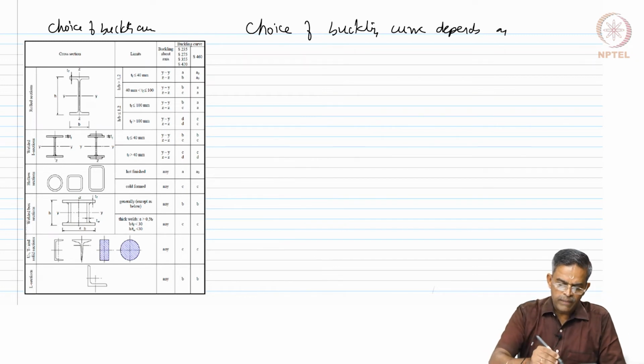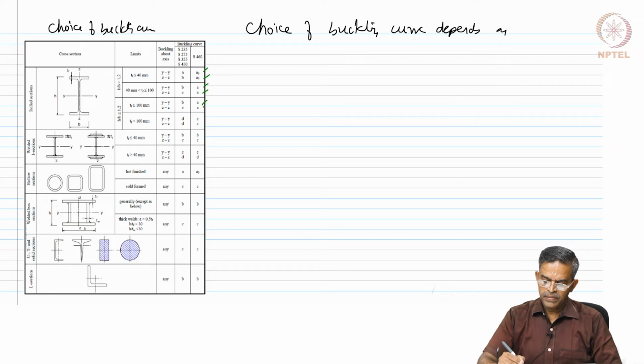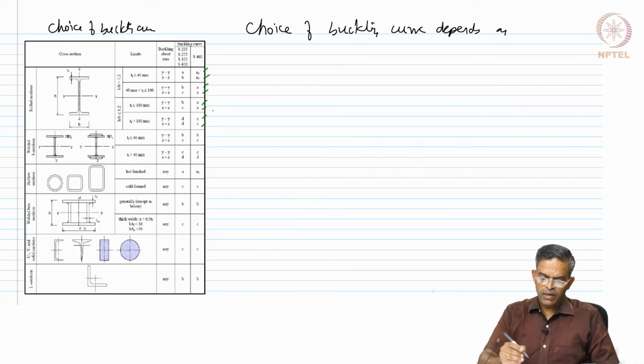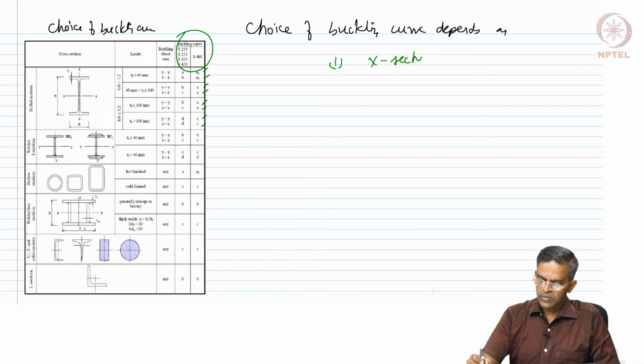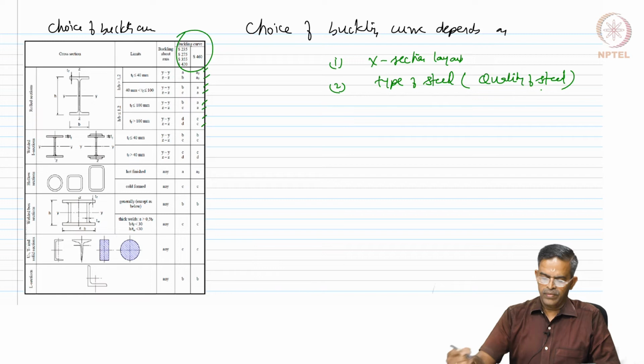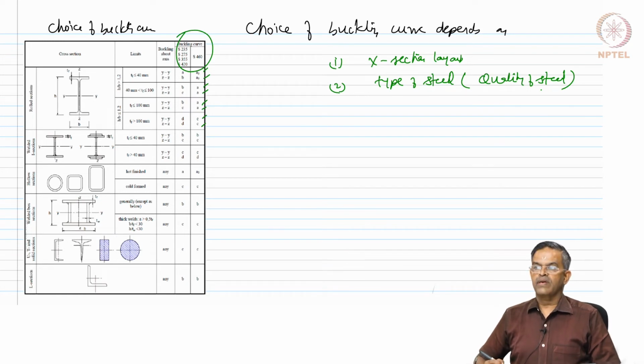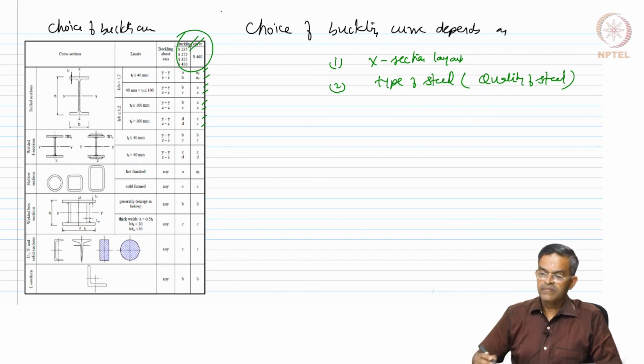You can see here there are varieties of curves being recommended. It depends on various parameters. Number 1, it depends on the cross sectional layout. Number 2, it depends on the type of steel. To be very specific, Eurocode puts this quality of steel as S235, S275, S355 and so on. It also of course depends on the manufacturing method.